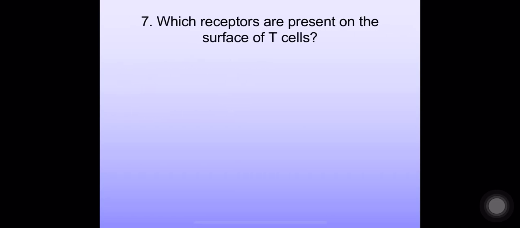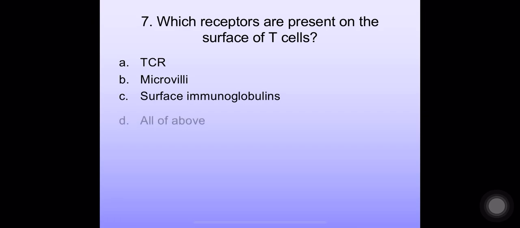Which receptors are present on the surface of T cells? T cell receptor, microvilli, surface immunoglobulins, or all of the above. So surface immunoglobulins and microvilli are present on the surface of B cells, and T cell receptors are present on the surface of T cells. So the correct option here is option A, T cell receptor.